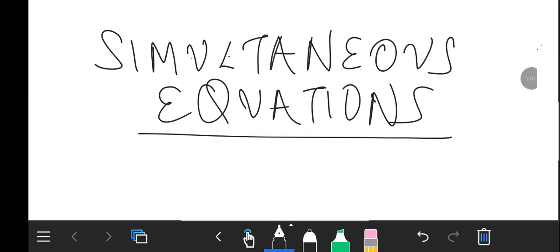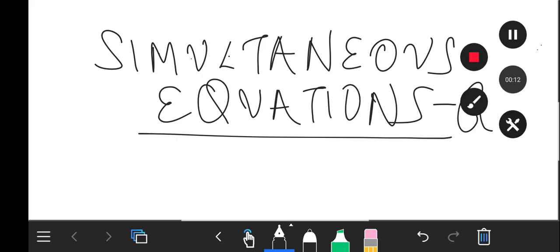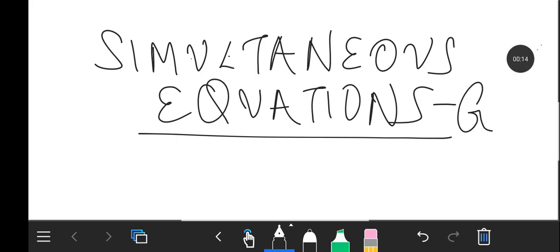Good day, guys. In this session, we'll do simultaneous equations. This will be for grade 9. Okay. Grade 9 week. So, we're going to do simultaneous equations.